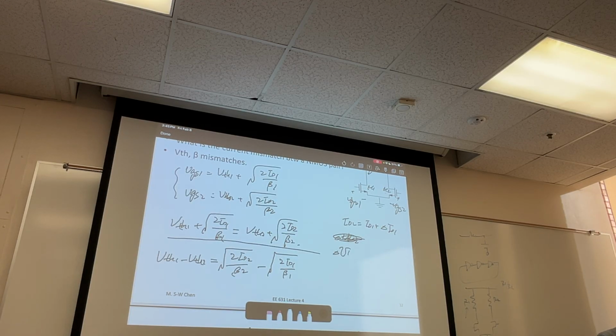All right, so I'm going to call this delta VTH here. So delta VTH here is the square root, so this equation. I'm going to factor out 2ID1 over beta 1. So this will be the square root of 1 plus delta ID1 over ID1, divided by 1 plus delta beta 1 over beta 1, minus 1.